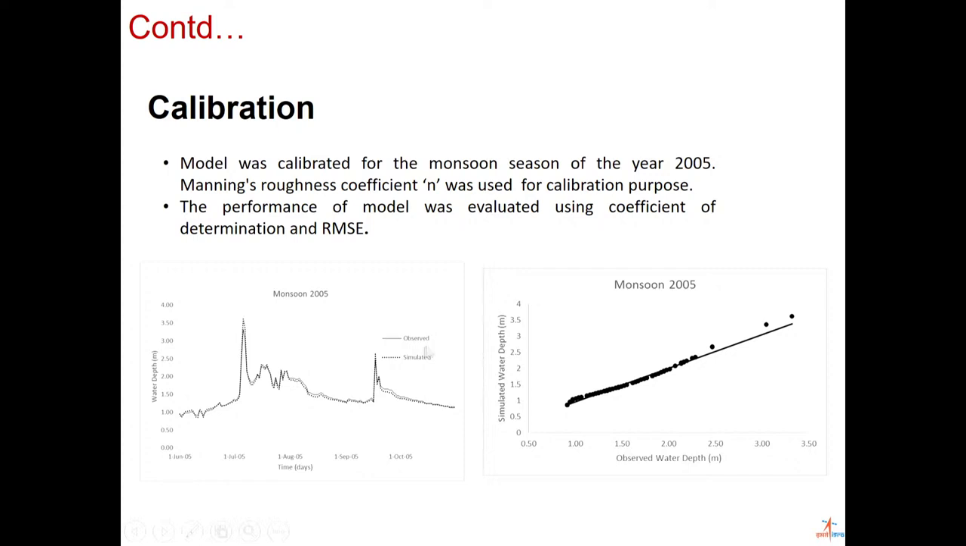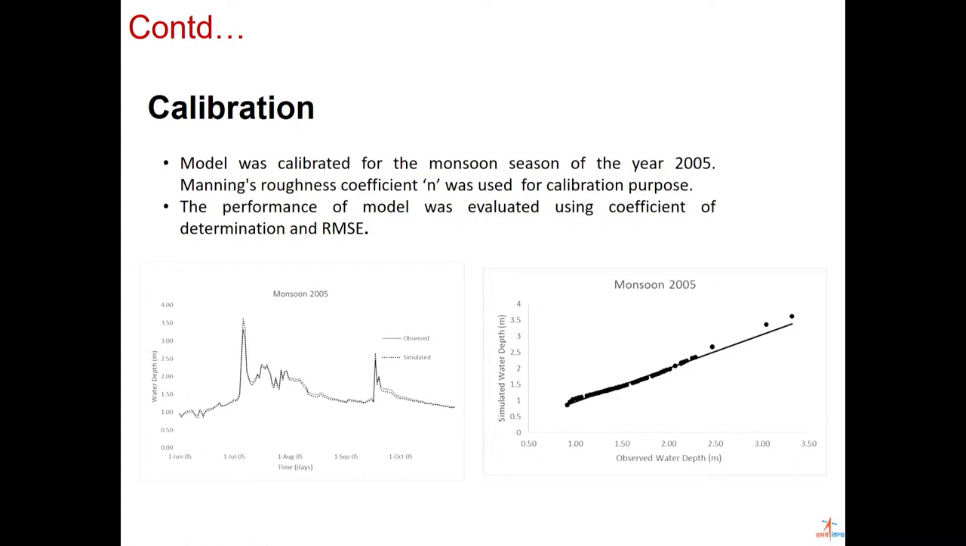Here you can see the observed and the simulated depth. I performed a number of trial and errors, changing the Manning's n value till there is a good match between the observed and simulated. Here you can see the time series plot, and here the scatter plot. There is a relatively good match between these two.